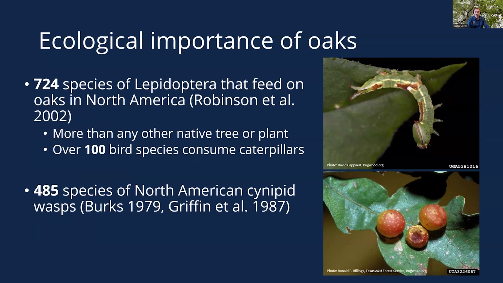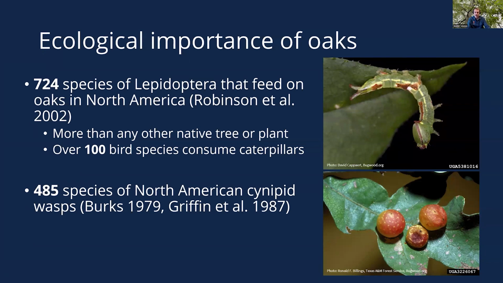So again, oaks support over 700 species of Lepidoptera, many of which feed on the leaves of those oak trees and the leaves as well as the acorns. And this is more than any other native tree or plant. And there are also over 100 bird species that then consume these different Lepidopteran species. And so Lepidopteran are moths and butterflies.